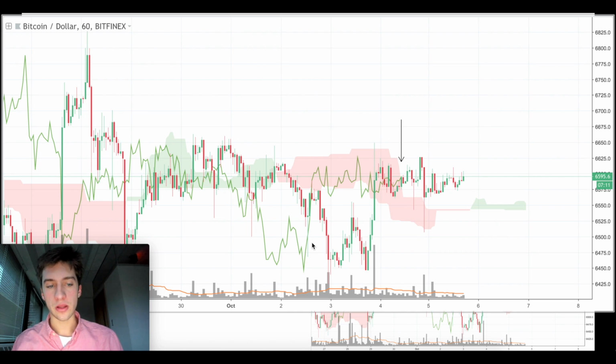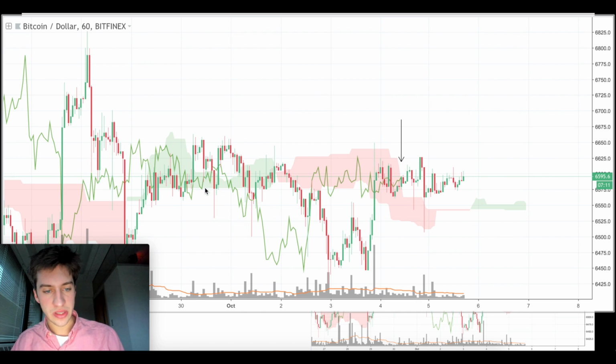And you can see other elements of this in the past, where there's a period of time where price isn't touching the lagging span at all. That's where you get a very, very clean trend. But when the lagging span really begins to touch price, like it does here and here and here, that's when you get more choppiness.